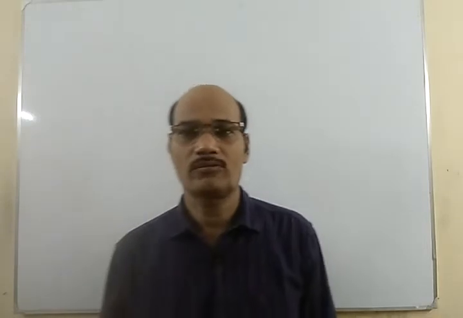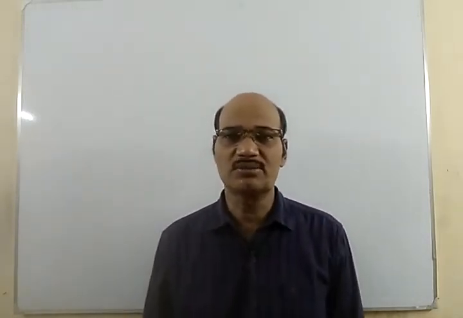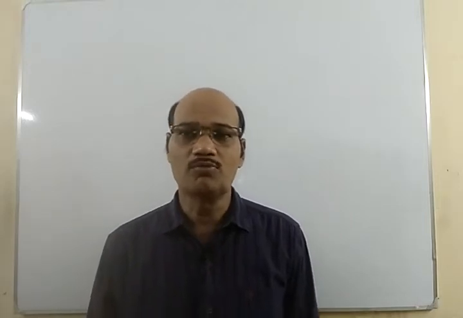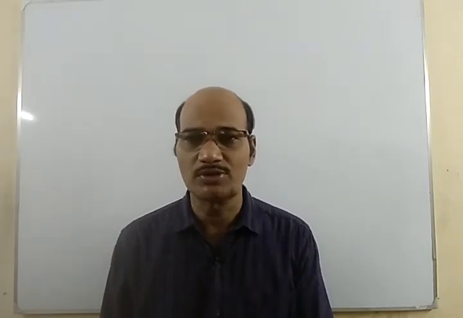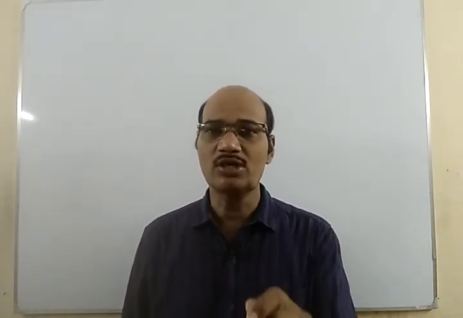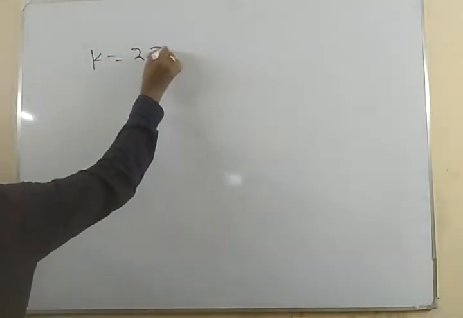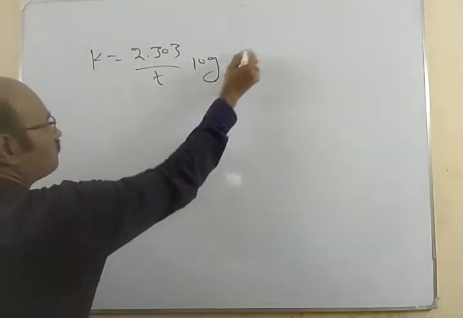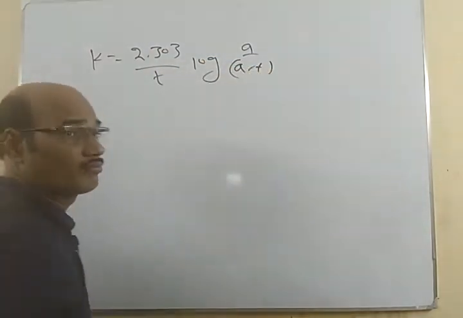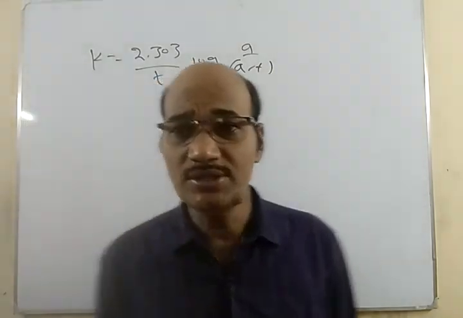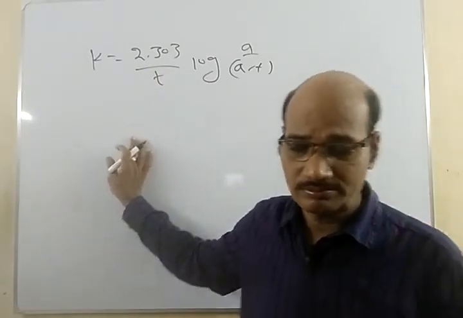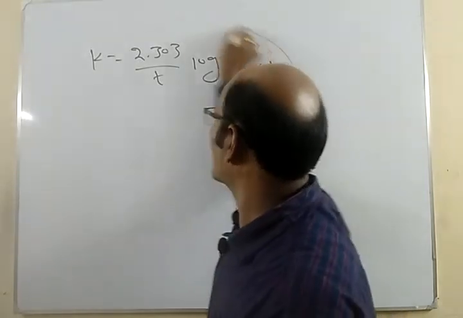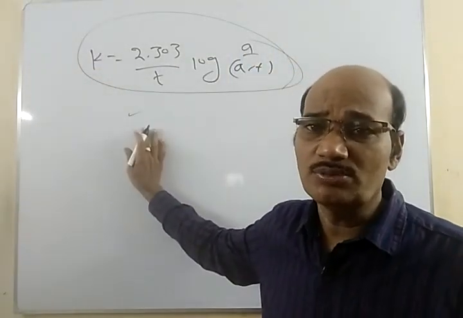Good morning, students. In the last class, we discussed the kinetics of a first order reaction. We derived the integrated rate expression for the rate constant of a first order reaction, and we got the expression k equal to 2.303 by t log a by a minus x, where a is the initial concentration, a minus x is the final concentration, k is the rate constant, and t the time taken. And based on this formula, we also solved some numericals.